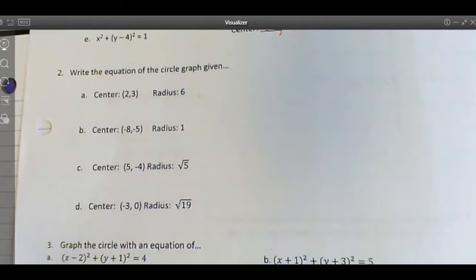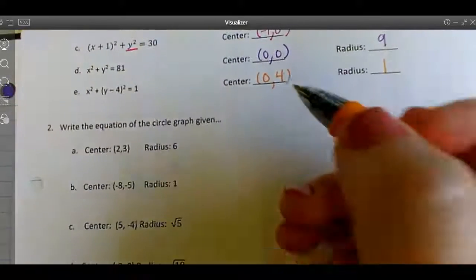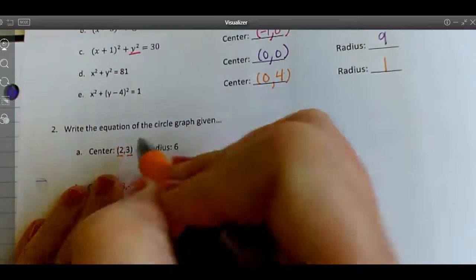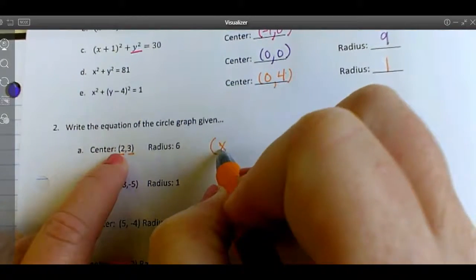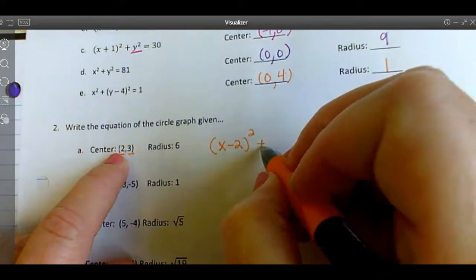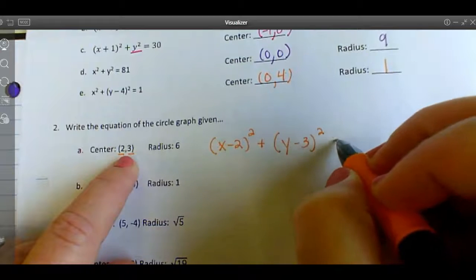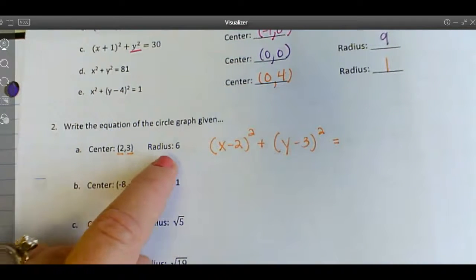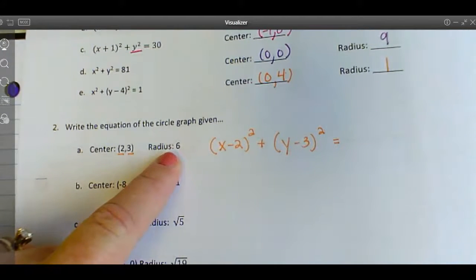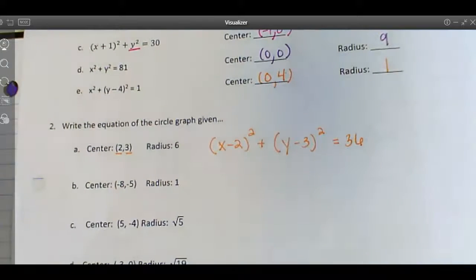Okay? If I give you the center and give you the radius, and I say, okay, write the equation, this is what we would do here. Okay? So you change the sign on each of these, and we put x, change the sign, squared, plus y, change the sign, squared, and then we do 6 squared. Okay, 6 squared is 36, and so that would be equal to 36. Questions about that one?